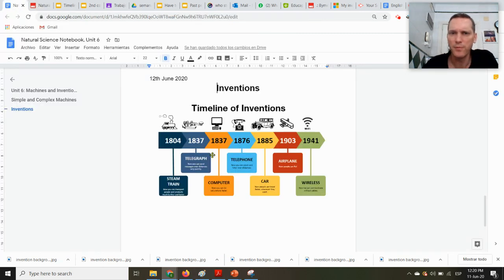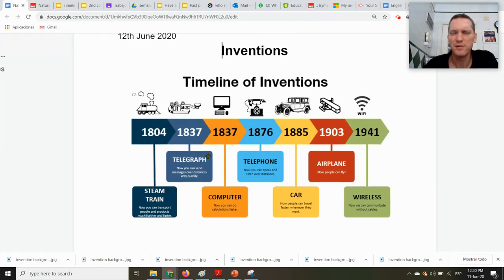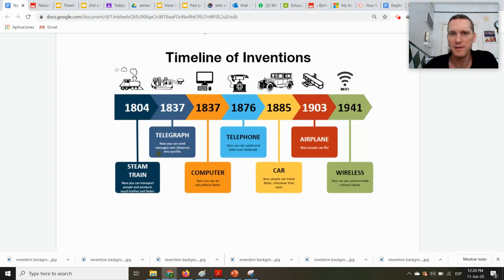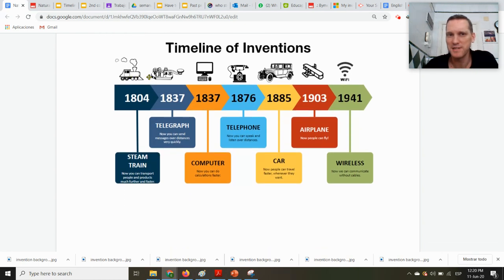In your notebook, you can see here, there's a timeline of inventions. And you can see in the timeline, there's the title, and here there are pictures: the steam train, the telegraph, computer, telephone, car, airplane, wireless, the dates, and here's the name. You can copy this in your notebook on paper, or you can do it with a Google Slides presentation. And I want to show you how.